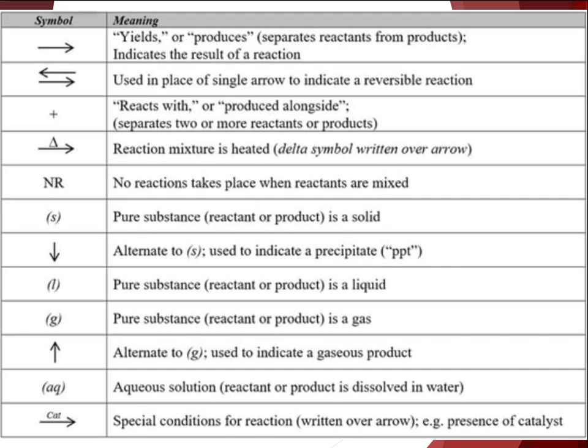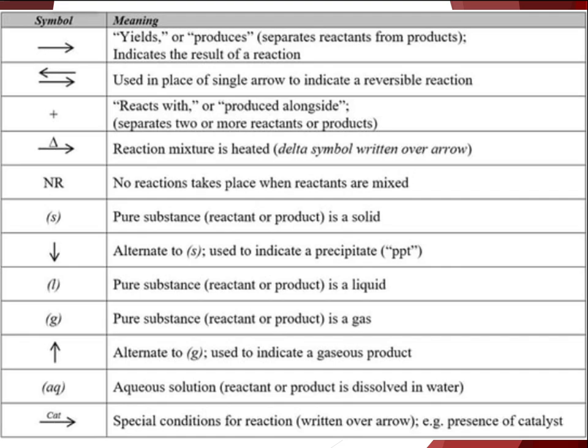Scientists use chemical symbols to represent the elements. They use chemical formulas to represent compounds. And in a similar way, they use chemical equations to represent chemical reactions. One way to represent a chemical reaction is by writing a word equation. The word equation separates the names of the reactants from the names of the products using an arrow. The arrow can be read as yields or produces.